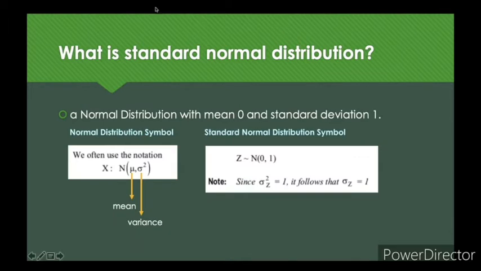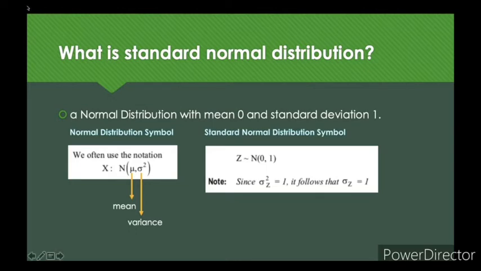Well, we are going to focus on the standard normal distribution for this meeting. So what is a standard normal distribution? A standard normal distribution is a normal distribution with a mean of 0 and a standard deviation of 1.